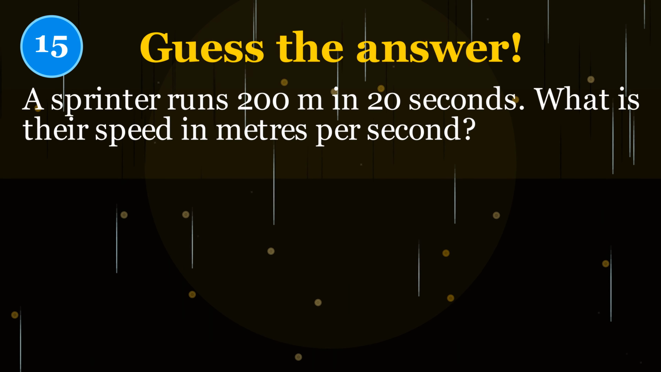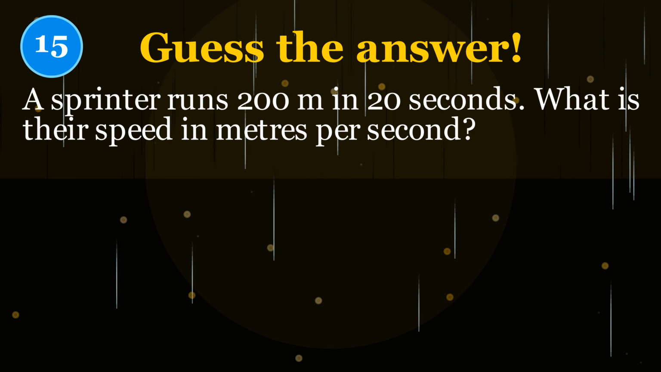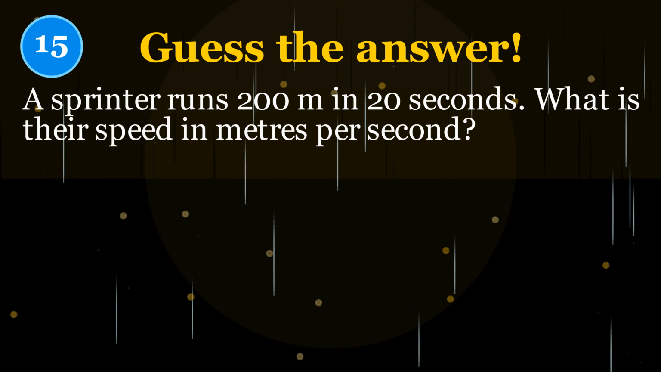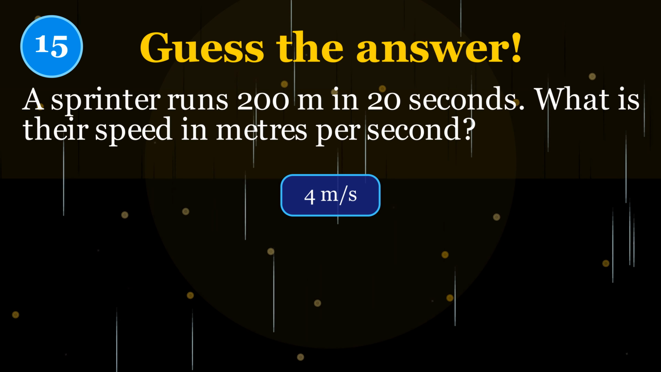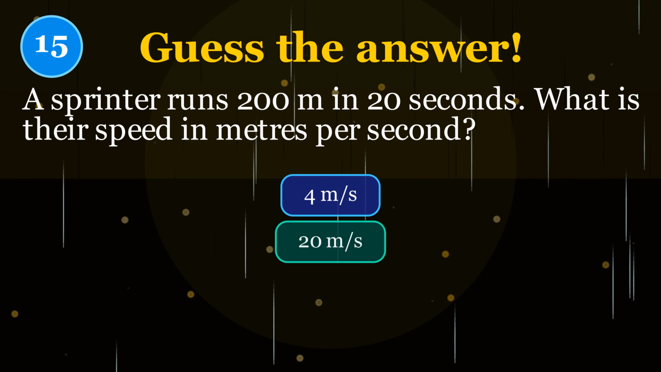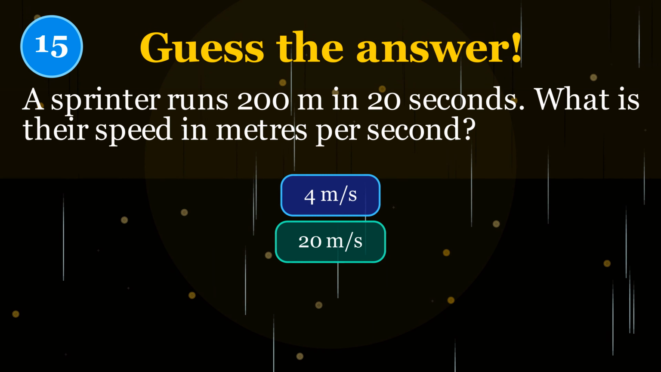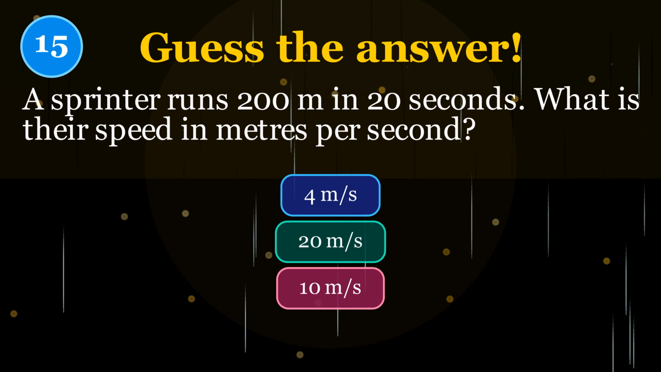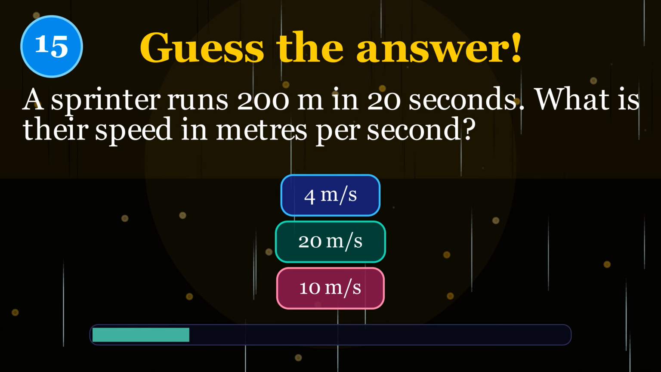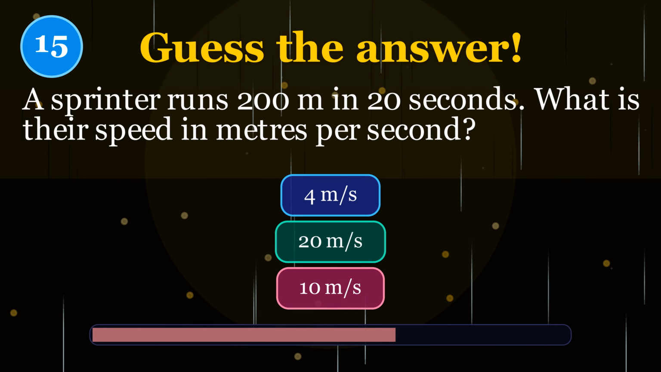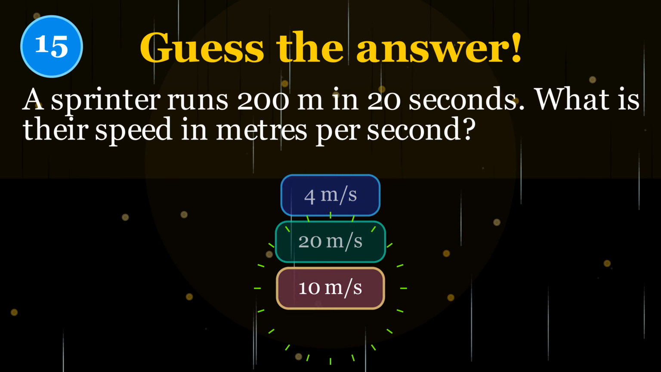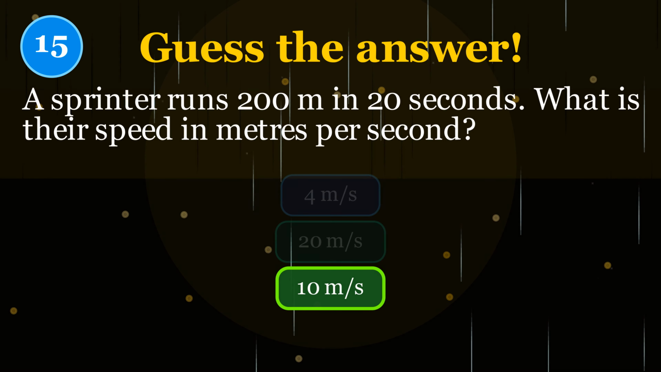A sprinter runs 200 m in 20 seconds. What is their speed in meters per second? 4 meters per second. 20 meters per second. 10 meters per second. The correct answer is 10 meters per second.